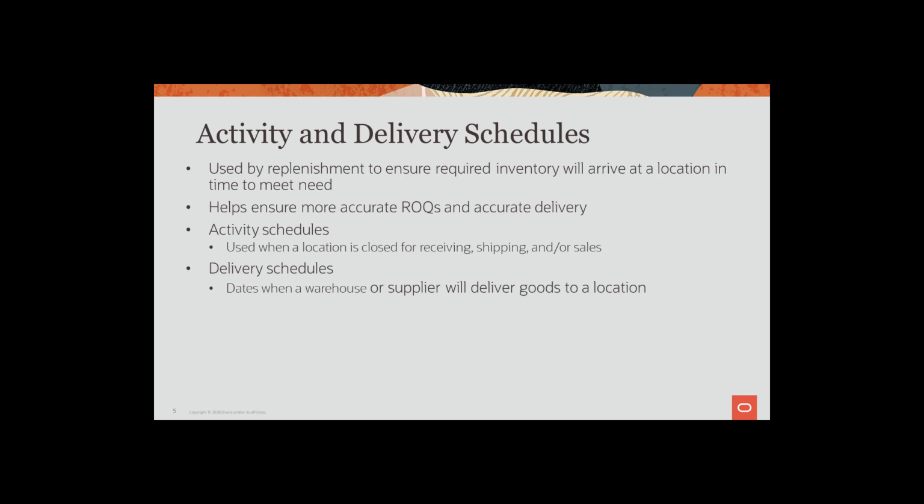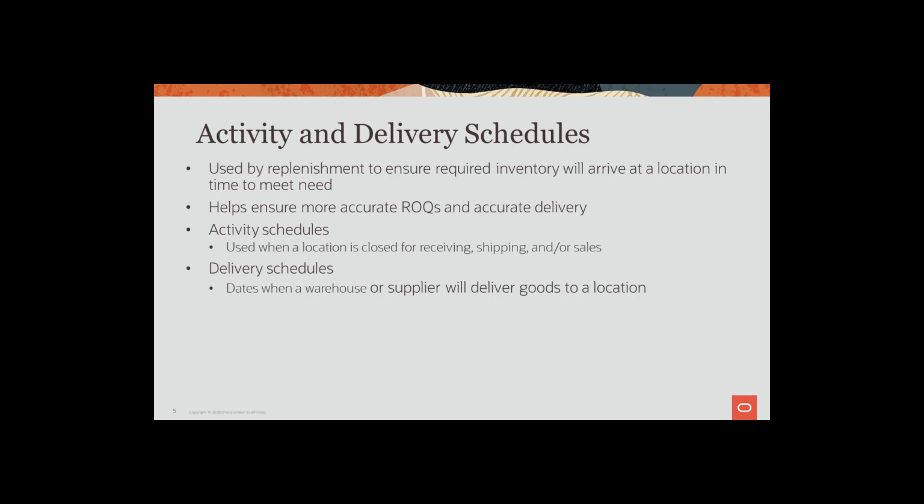Activity and delivery schedules are used by replenishment to ensure that required inventory is in the right location at the right time. This helps to create more accurate recommended order quantities and deliveries. Activity schedules specify when either the total company or a particular location will be closed. A warehouse location can be closed for receiving and shipping. A store can be closed for receiving, shipping, and sales. Specific dates are specified as close dates, such as December 25th.